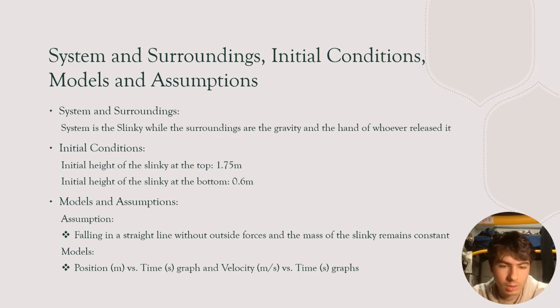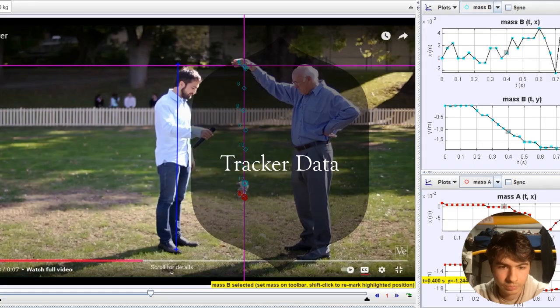The initial conditions in my case were 1.75 meters, which was the initial height of the Slinky at the top, and the initial height of the Slinky at the bottom was 0.6 meters. Some assumptions I made in this experiment were that the Slinky was falling in a straight line without outside forces acting upon it, and the mass of the Slinky didn't change, meaning it was constant. And the model I used for this was a position versus time model in meters versus seconds, and a velocity versus time model, which was in meters per second versus seconds.